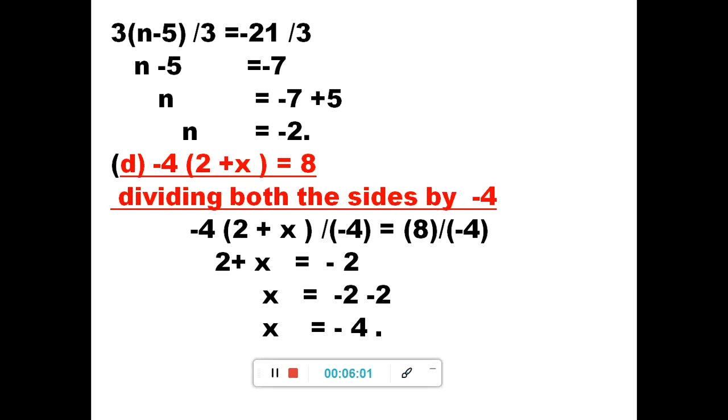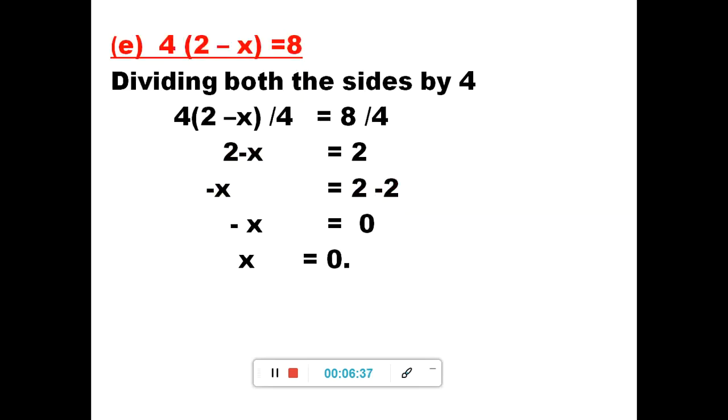So the value of n equal to minus 2. D, minus 4 multiplied by (2 plus x) equal to 8. As you are having minus 4, you have to divide both the sides by minus 4. So minus 4 into (2 plus x) divided by minus 4 equal to 8 divided by minus 4. Minus 4 and minus 4 get simplified. So you are left with 2 plus x equal to 8 divided by minus 4, which will become minus 2. So now x equal to minus 2 minus 2. Plus 2 will go on the other side. It will become minus 2.